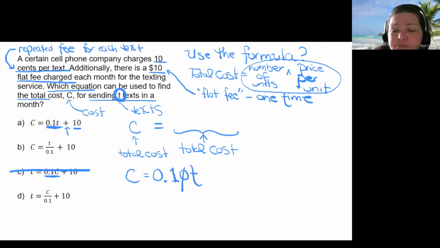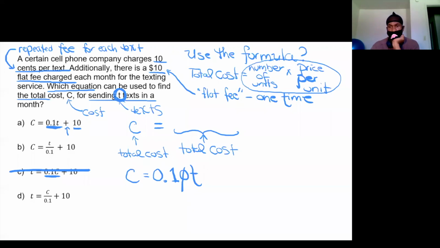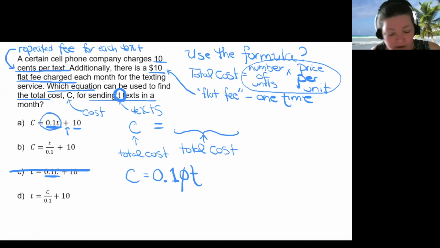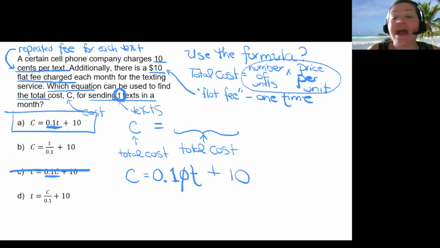Any thoughts? It's a one-time fee. Exactly. When you're looking for a total, you multiply with repeated fees, 10 cents per text, and you add with one-time fees. We found the right answer without doing much work at all. A is the right answer.